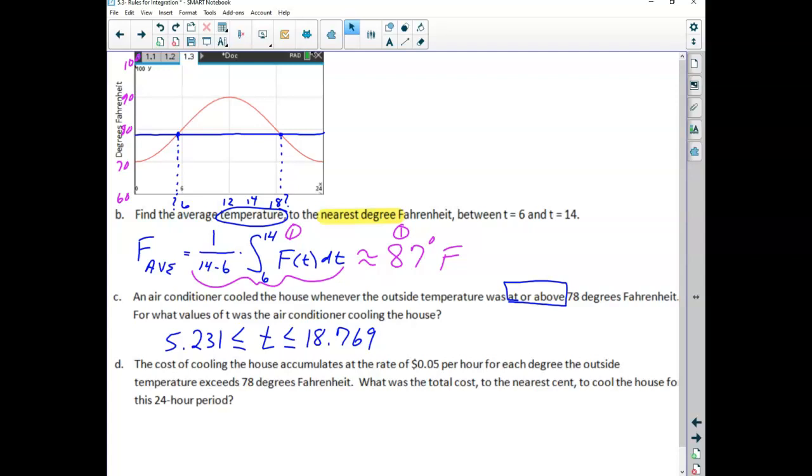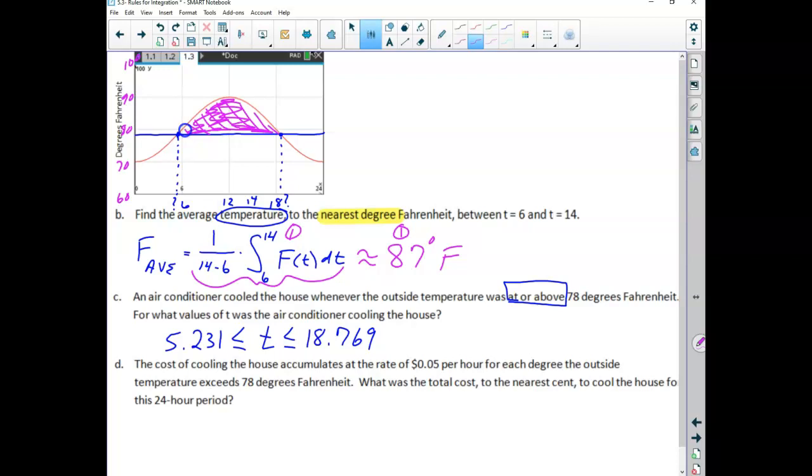Okay, well, what are we looking for? We are looking for the only time the temperature was above 78 degrees is the only time we have cooling costs, isn't it? So are we or are we not looking for this area right up here? And that's the only area we're looking for up there. And you got to be super careful now, right?